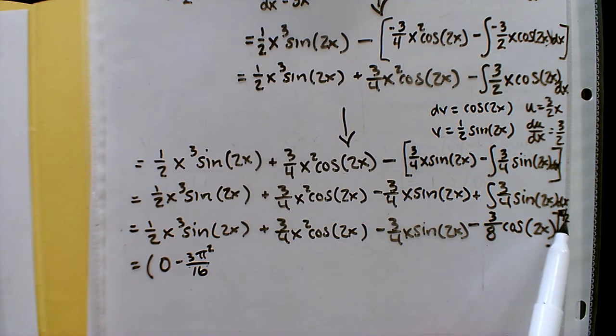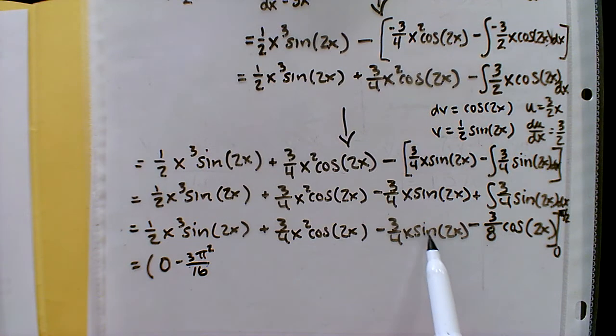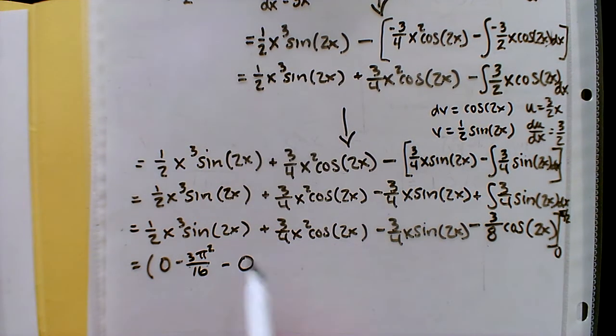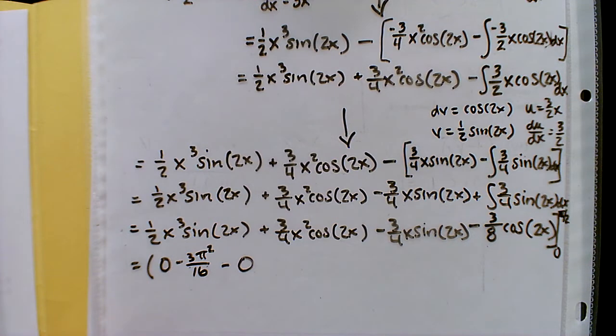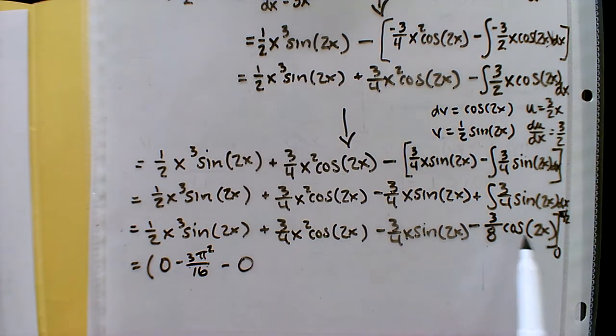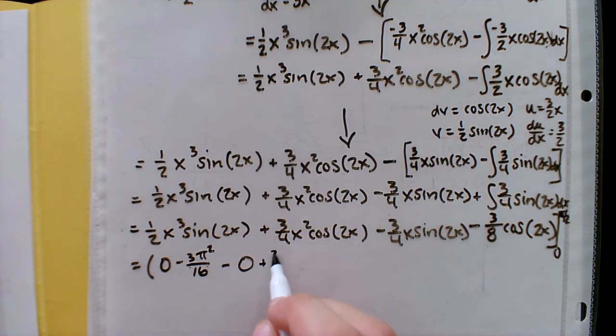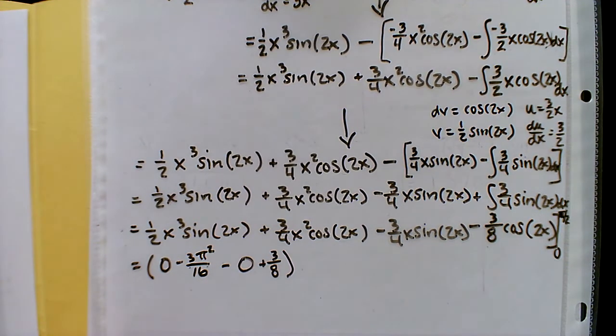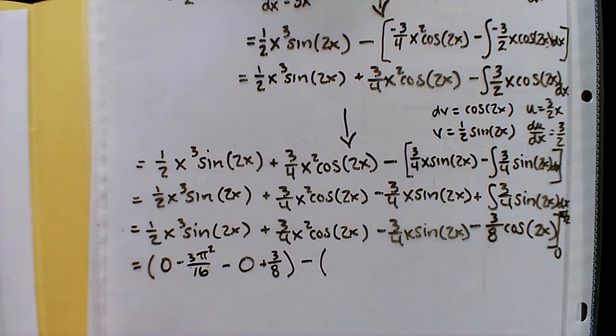Alright, if we plug pi over 2 into the next term, we'd have sine of pi again, which is 0. So that whole term goes away. And if we plug in pi over 2 into our last term, we'd have cosine of pi, which is -1, times a -3/8 would change to a positive. So that's if we plug in pi over 2. We now have to subtract what we get when we plug in the bottom bound.